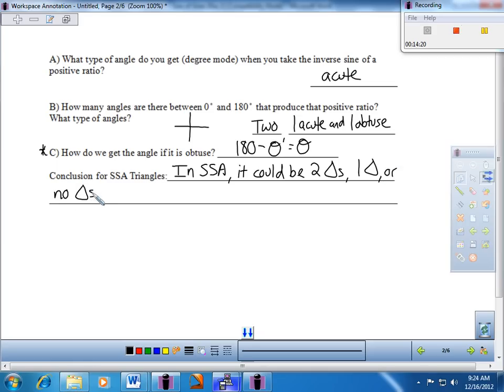We looked at the two triangle situation, but it could theoretically, with SSA, only have one triangle emerge, or not even have a triangle be able to be built at all. So let me just go ahead and make sure I've got this, and then I'll just write this. Look at the information in the problem.